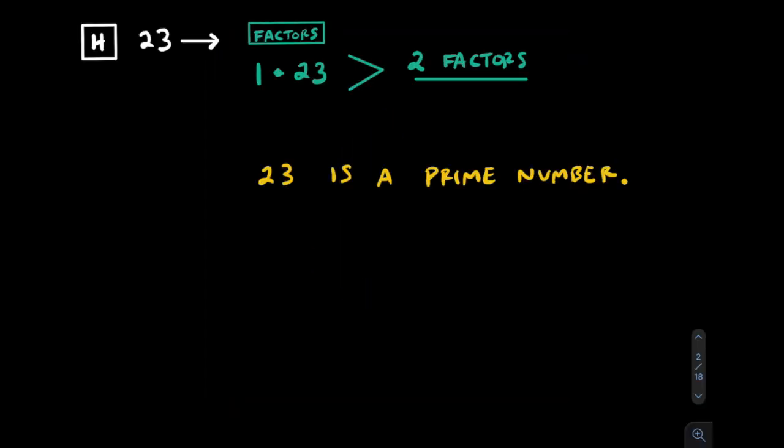And one more. See if you can list all the factors of 23. Turns out 23 is prime. It only has 2 factors. 23 is a prime number.